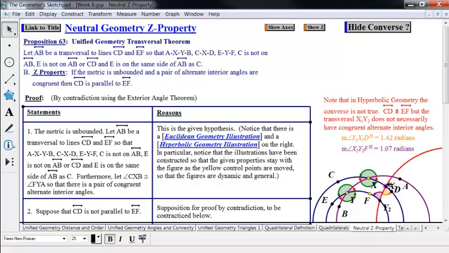But look at this. Here the orange and purple are a pair of alternate interior angles, and look at the measures of them right here. Definitely a possibility, at least, of them being not congruent. And so guess what? The converse is actually false in hyperbolic geometry. So in hyperbolic geometry, just because we have a pair of parallel lines and a transversal does not mean that the alternate interior angles are congruent.